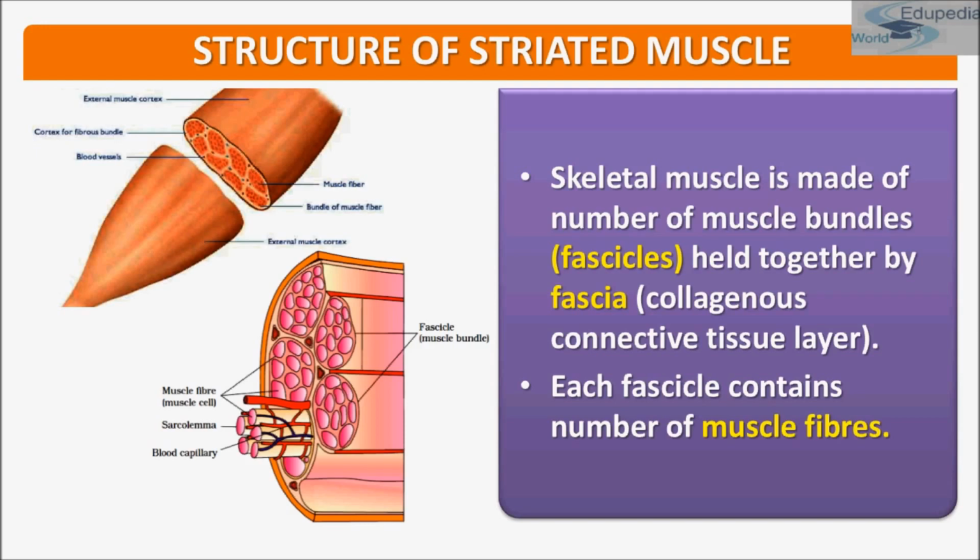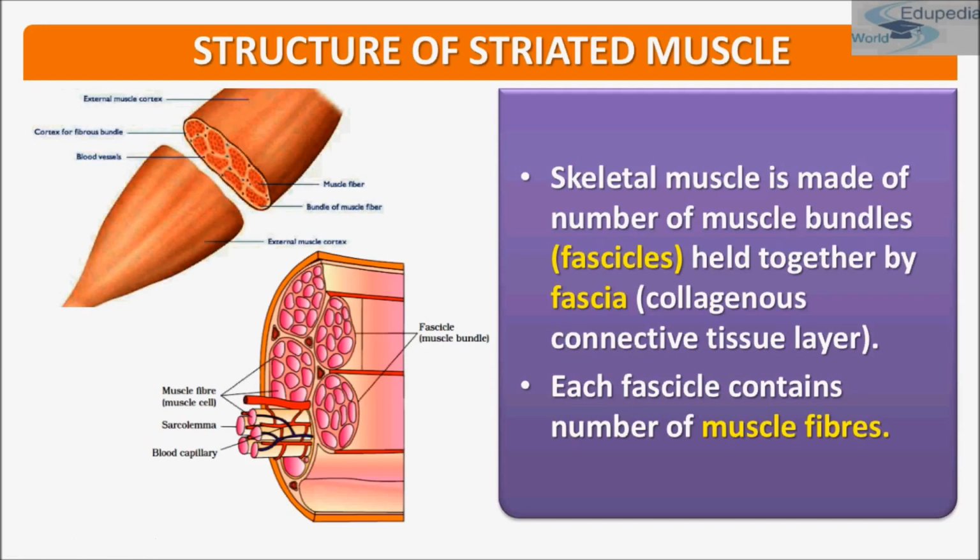So the skeletal muscle is made of a number of muscle bundles, and the muscle bundles are called fascicles. This is a fascicle. These are the bundles of muscles. That means these small compartments are muscle fibers or muscle cells, as we call them. And these red ones are the blood capillaries that give nourishment to the muscle fibers. So the skeletal muscle is made up of a number of muscle bundles which we call fascicles that are held together by fascia. What is fascia? Fascia is a collagenous connective tissue layer.